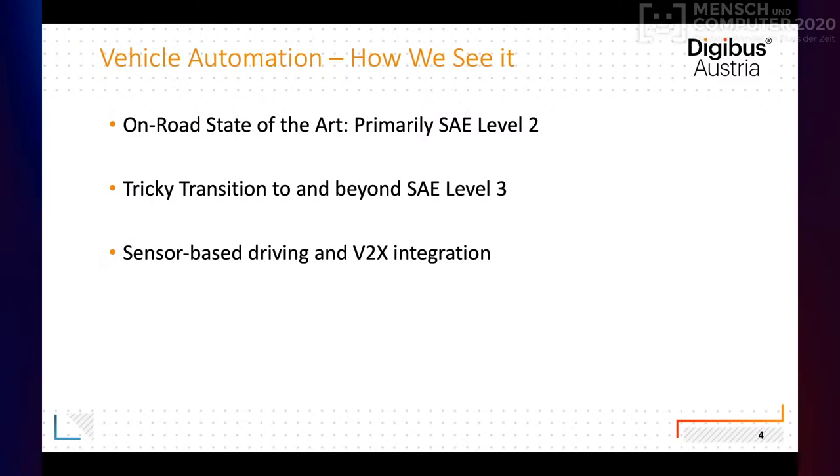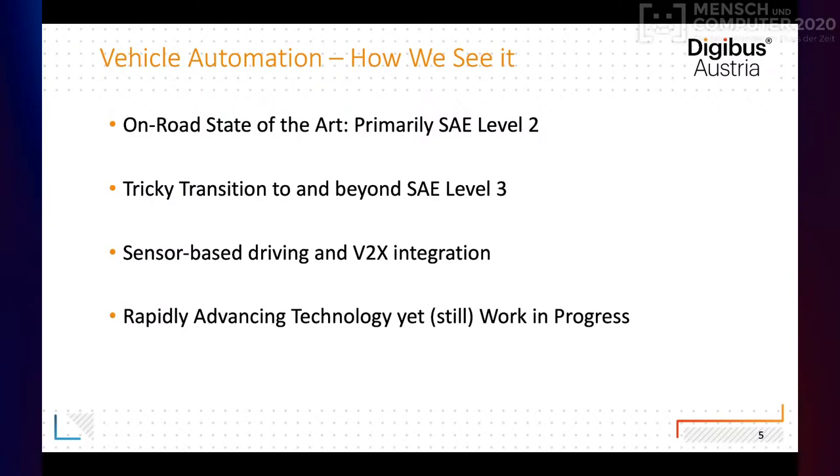In that same vein, vehicle automation is not just sensor-based driving, that's a big part of it, but also vehicle-to-X, as in vehicle-to-vehicle and vehicle-to-infrastructure communication integration. So there is quite a tandem effort necessary, both as far as vehicle equipment and infrastructure equipment are concerned, communication standards, and so on, before these visions of fully automated driving are realized. While the technology is rapidly advancing, it is still work in progress and will remain as such for a while, which I think puts it pretty accurately.